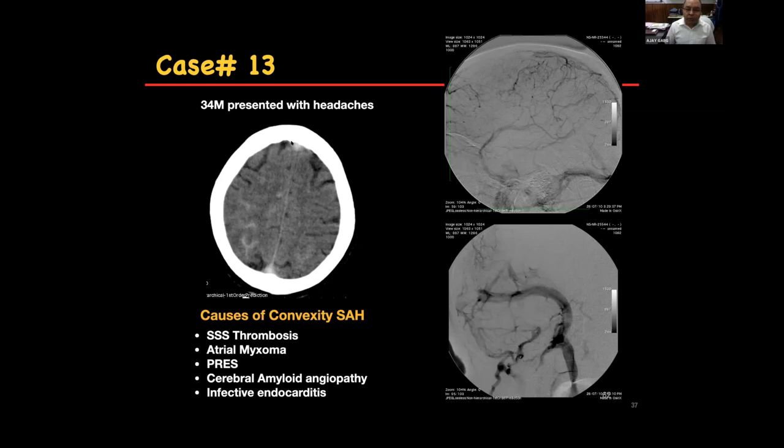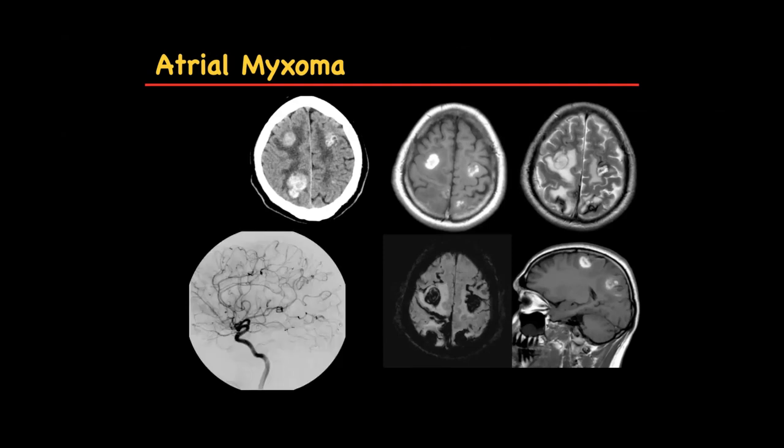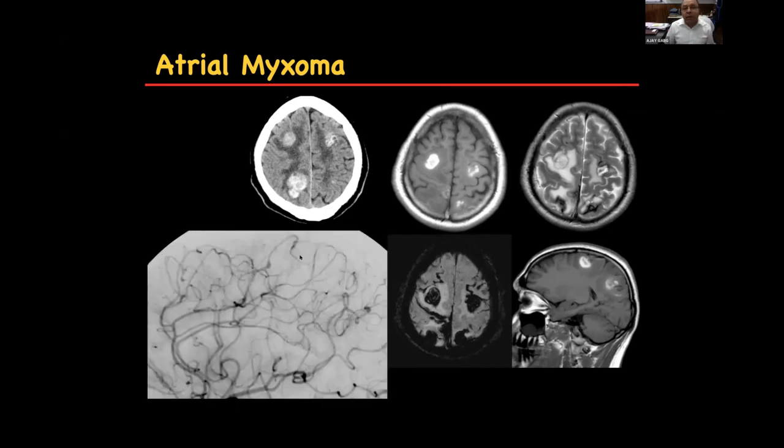Similarly, atrial myxoma can present with multiple bleeds in the parenchyma plus sulcal SAH. In this patient, DSA was done, which showed multiple pseudoaneurysms. It was confirmed on echo. There was a mass in the right atrium, which was biopsied and turned out to be atrial myxoma. Atrial myxoma can also have multiple parenchymal plus sulcal SAH. This can also happen in infective endocarditis.